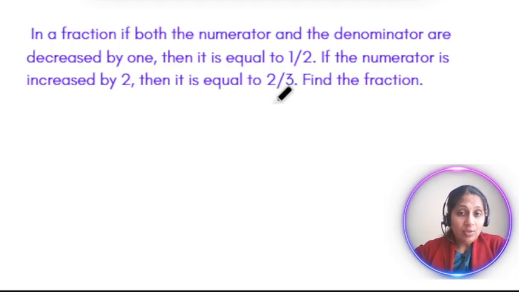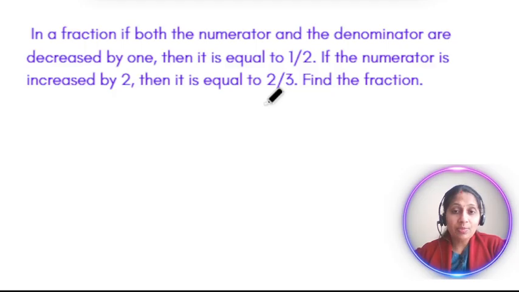So as you know, there are two unknowns, which are your numerator and your denominator. So it is a simultaneous linear equation. You have to choose one of the methods. Before we choose the method, let's frame the equation here. That's a word problem, so we need to frame the equation first.